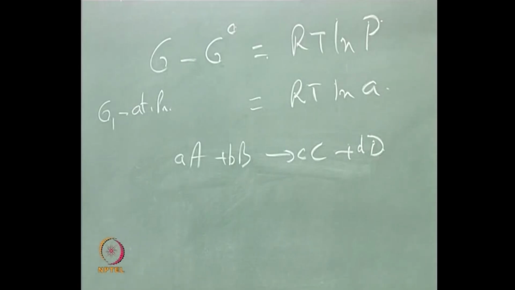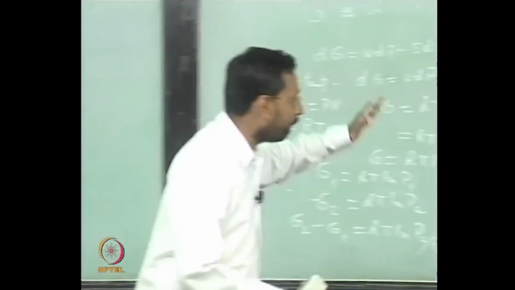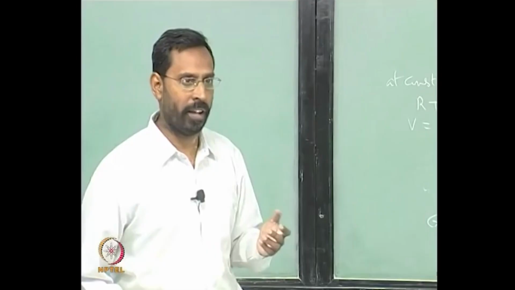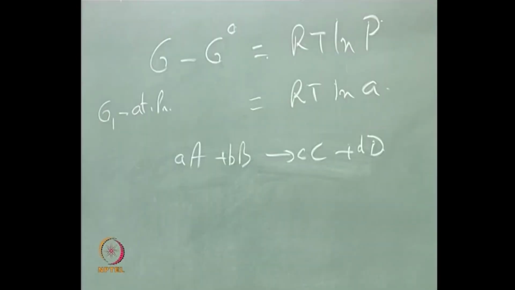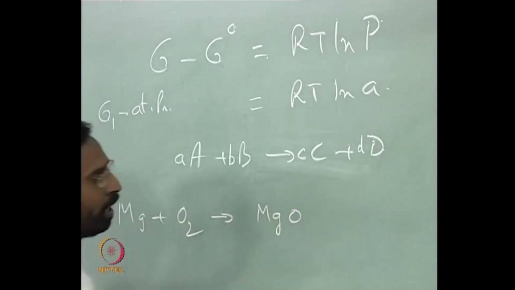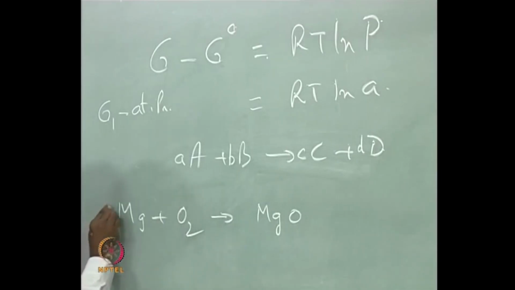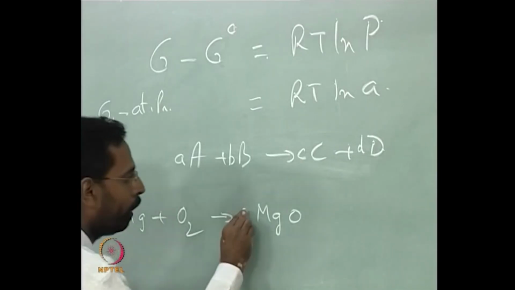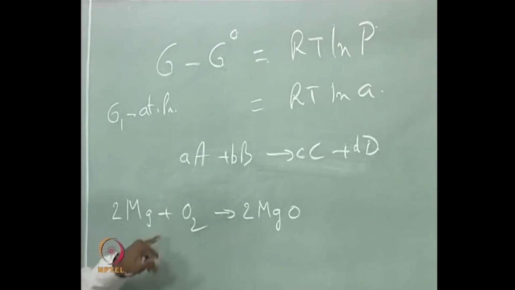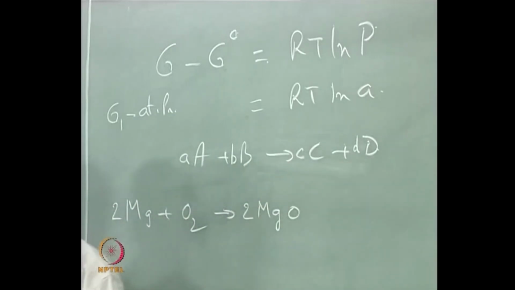Okay? And you can see this kind of reactions, a variety of reactions where a certain number of moles of a particular component are involved. For example, if you take magnesium, a simple example, magnesium plus oxygen gives you MgO. When you need to balance the equation, you need to see 2 moles of magnesium would give you 2 moles of MgO with 1 mole of oxygen. So these numbers are the numbers that we are talking about here.